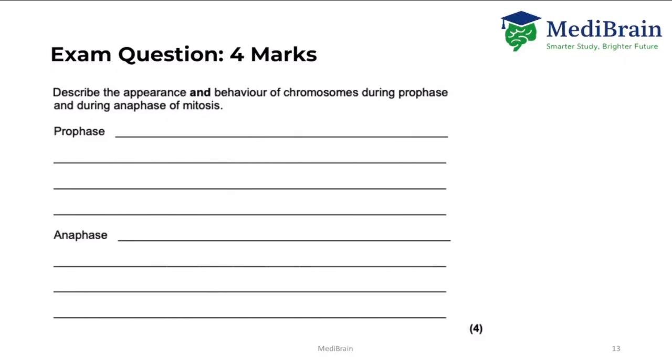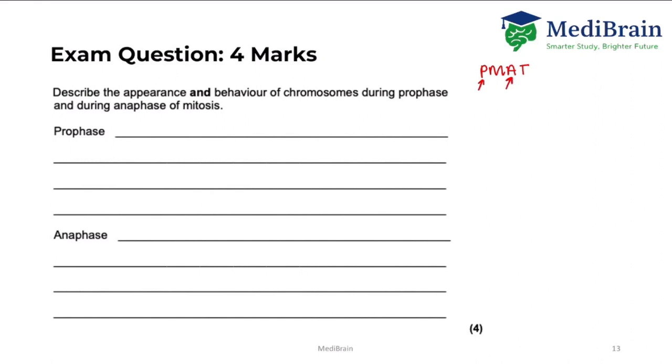Okay, the next question says describe the appearance and behavior of chromosomes during prophase and during anaphase of mitosis. Okay, so remember, we're talking about mitosis this time, and the acronym, we've got your PMAT, you've got your prophase and your anaphase over here.